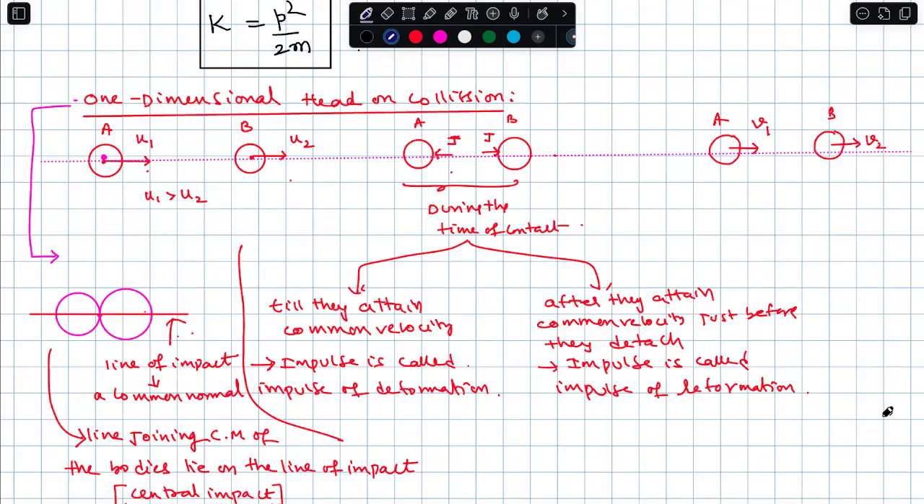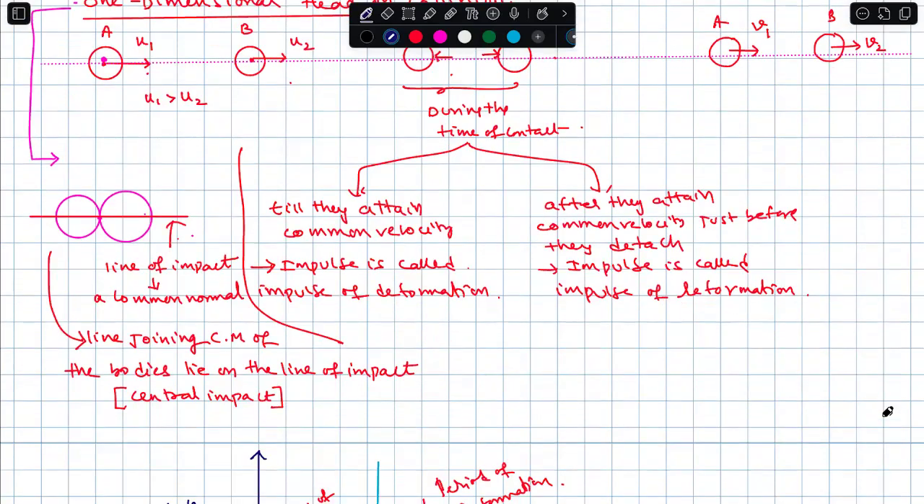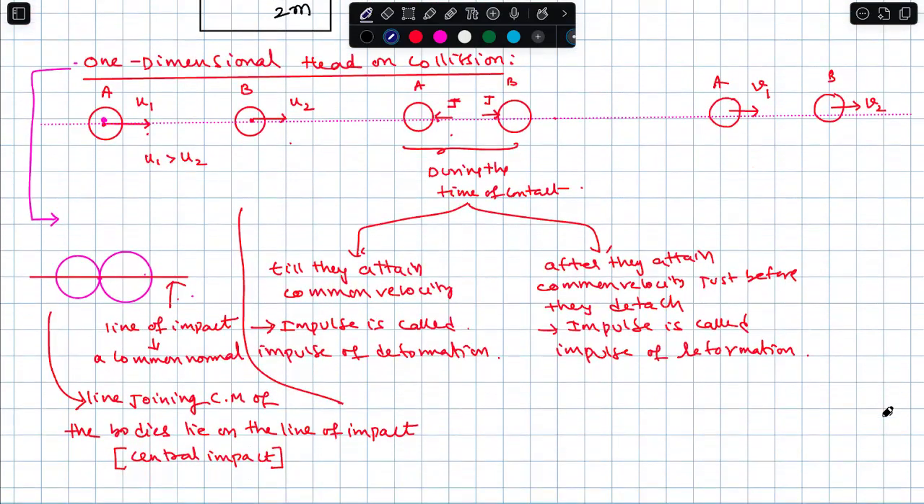By the time total reformation is covered, they will separate with velocities V1 and V2. On the basis of this, you can do two things. During the time of collision, two sets of impulses are noticed: the impulse of deformation and the impulse of reformation, right? The impulse which is acting during the time of deformation is the impulse of deformation, and the other part is the impulse of reformation, right? So what is actually happening in a one-dimensional head-on collision?